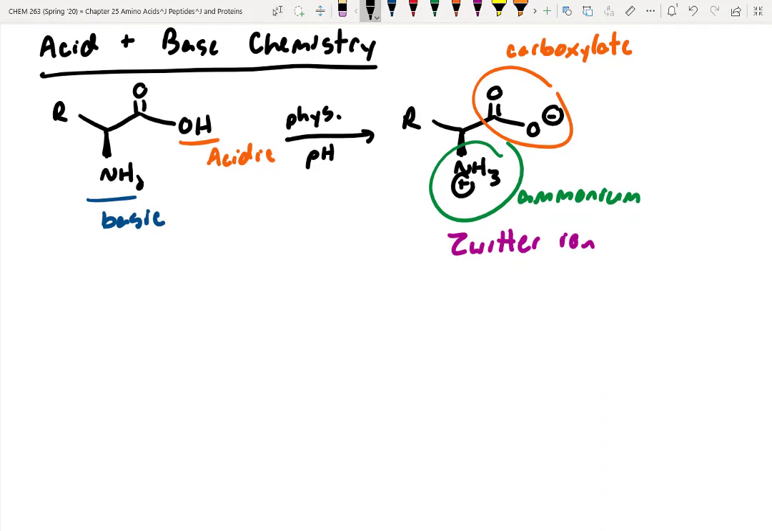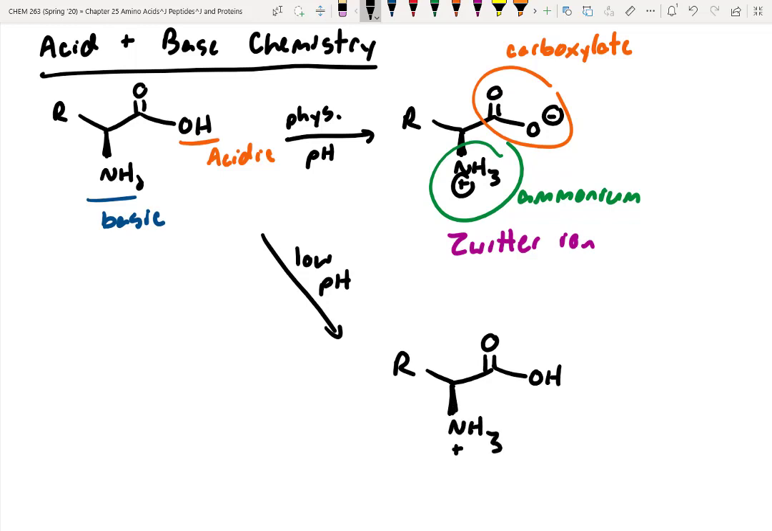All right, under low pH, meaning acidic conditions, the acid isn't going to get deprotonated, right? Because we're under acidic conditions, that's going to stay put, and it's just going to remain as a carboxylic acid. However, the amine will get protonated and it will have a positive charge. So under low pH conditions, these amino acids tend to act as cations.